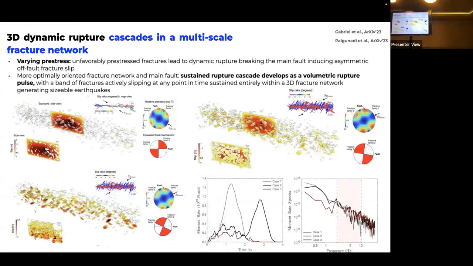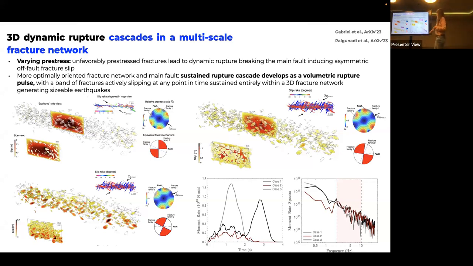We can probe the system, for example, by varying pre-stress. So now you see 3 different scenarios of the same system, where we're changing the direction of the relative pre-stress, favoring either the fracture network or the main fault being more optimally pre-stressed. So if we have unfavorably pre-stressed fractures, we can see that we have more of a classical dynamic rupture simulation where we host a large earthquake on the main fault and we have some activation of the off-fault fractures. Whereas when the fracture network is more optimally oriented, we can model fully sustained rupture cascades living completely in the volumetric fracture network, breaking through that as a pulse with a band of fractures actively slipping at any point in time. And this can also generate a sizable earthquake.